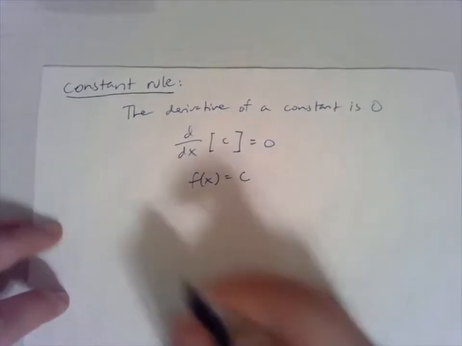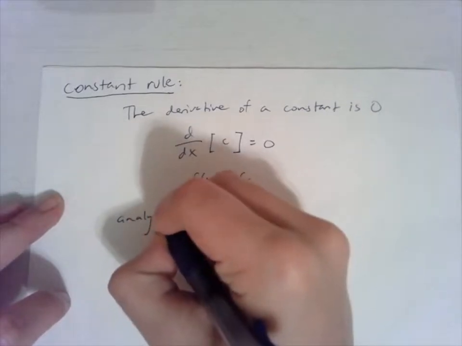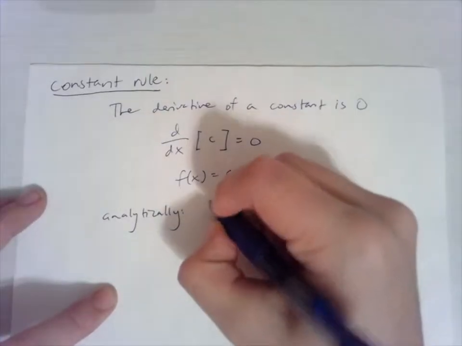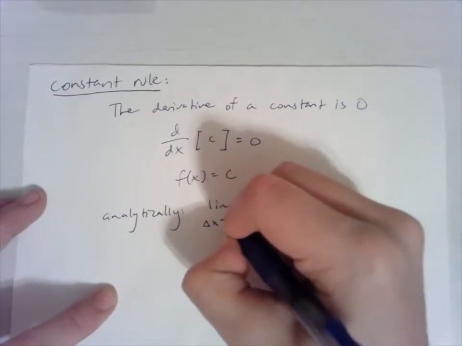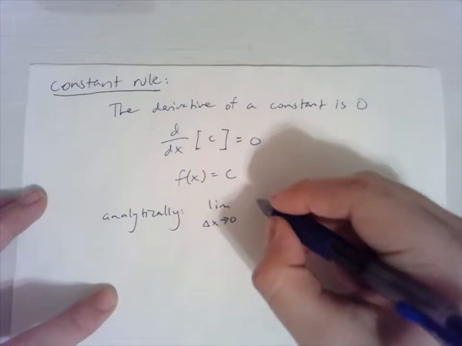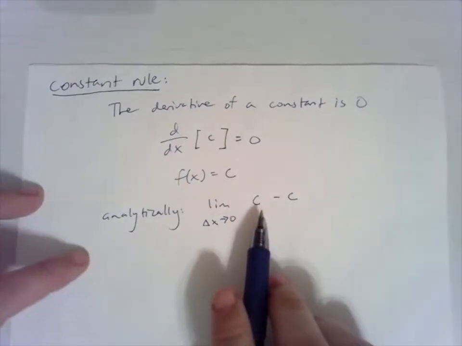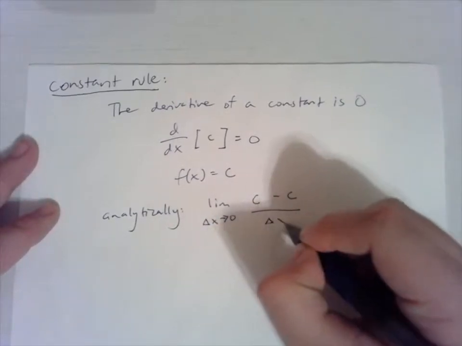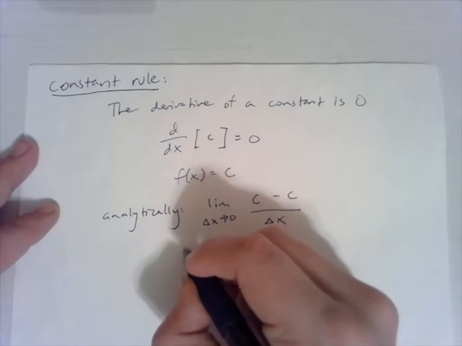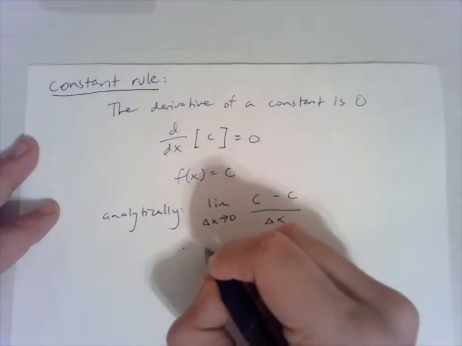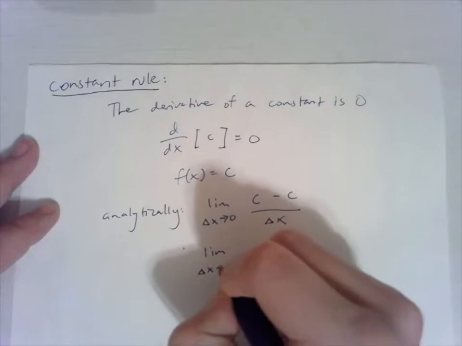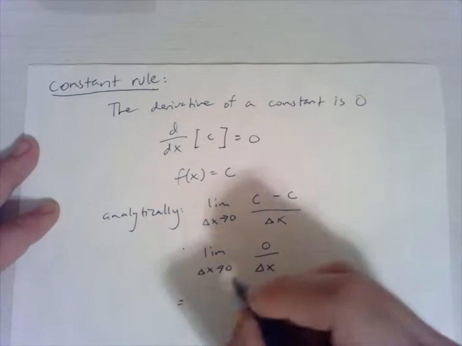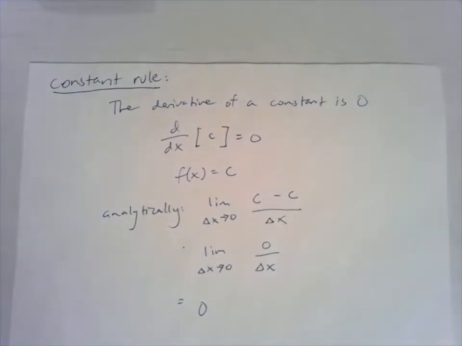And analytically, this makes sense. If we do that limit process for any constant, what we have is the limit as the change of x approaches 0 of c minus c. We have no true f of x or anything to fill in. We just fill in the constant. And then we have over change of x. That is the same as 0 over change of x, which is 0. And that will always be true.